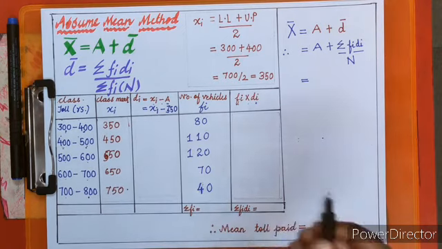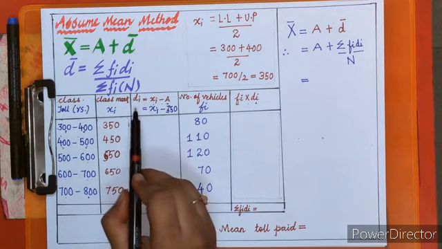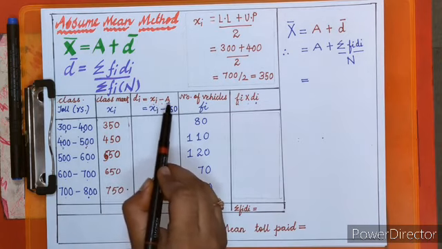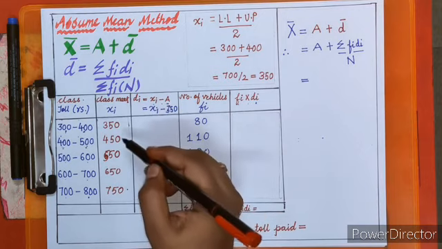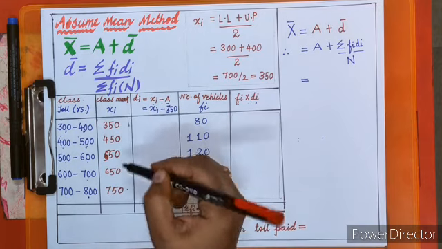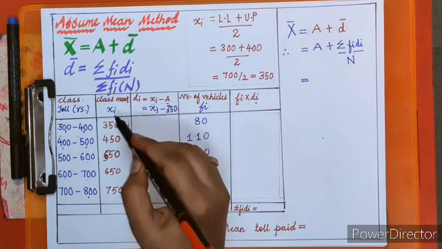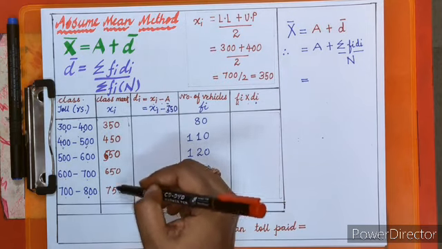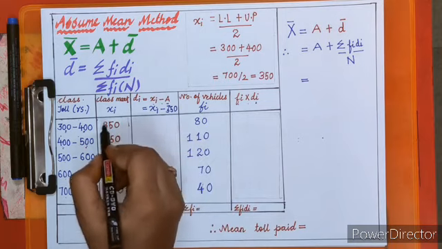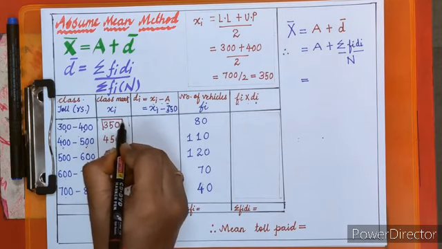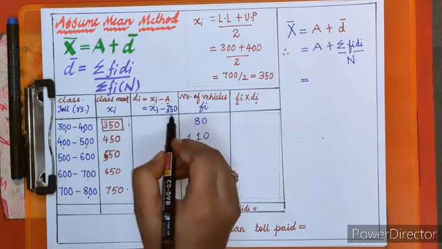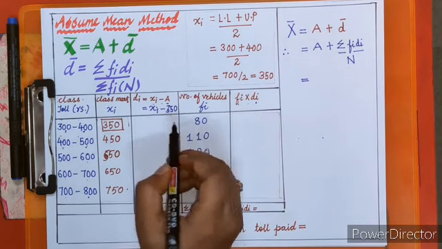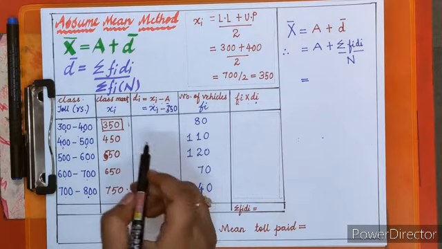Your third column is the deviation column. The formula is class mark minus assumed number. So here we have a class mark. We will assume a number from the class mark column, any number from 350 to 750. Here we will be taking the first class mark, that is 350. We have written here class mark minus 350. So we will see what we get.